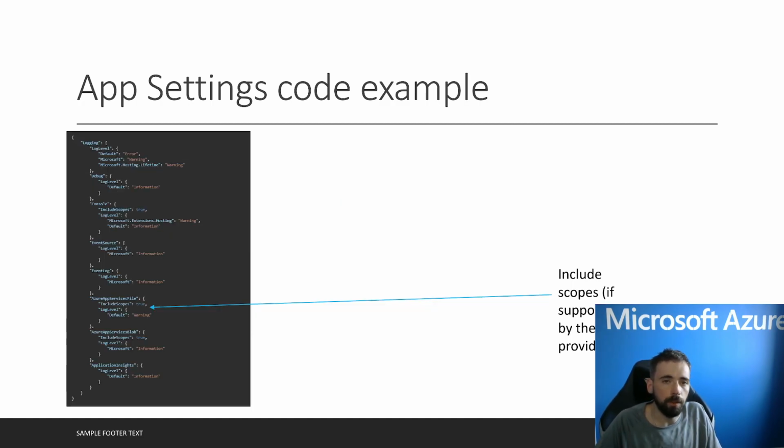This is another example of the appsettings. This sets the logging levels for all of the categories that are built into .NET. We've got, as you can see, EventSource, EventLog, Azure App Services files. So we've got various different levels. Most of these in this example are set to Information. We've also got IncludeScopes. If it's supported by the logging provider, we can set that as well.